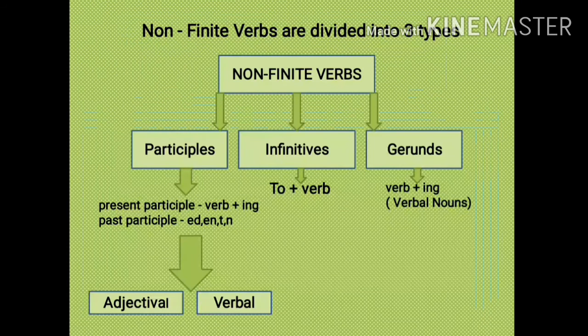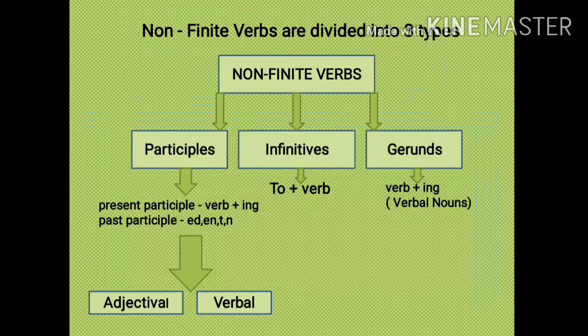We have already learned about participles in the previous session. So, just a recap of what we have learned to know more about participles. We have learned that non-finite verbs are divided into three types: participles, infinitives and gerunds. Infinitives and gerunds we have already done in the previous session. Infinitives are to plus verb and gerunds are verb plus ing.